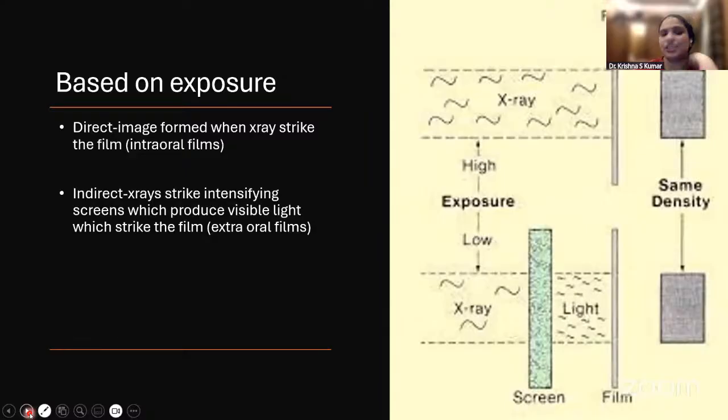So based on exposure, you have direct exposure films. That is for the normal intraoral periapical radiograph where X-ray exposes the film. In indirect films or screen films, you have the presence of an intensifying screen. It is mainly used in extraoral radiography where a large amount of X-rays is being used to view the structure. So to reduce the patient exposure, we use an intensifying screen which converts this X-ray to a large amount of light photons and that exposes the films.